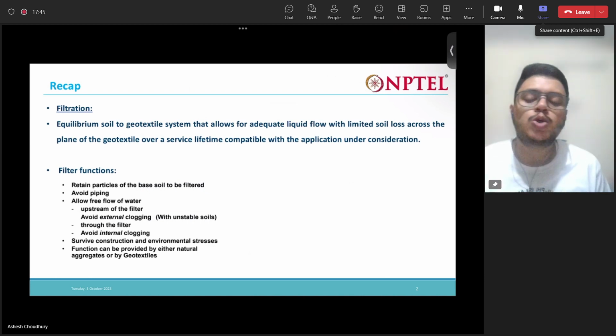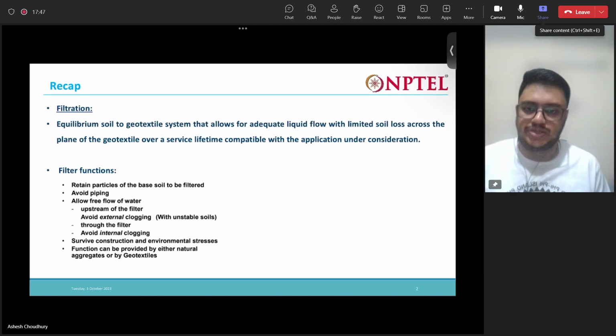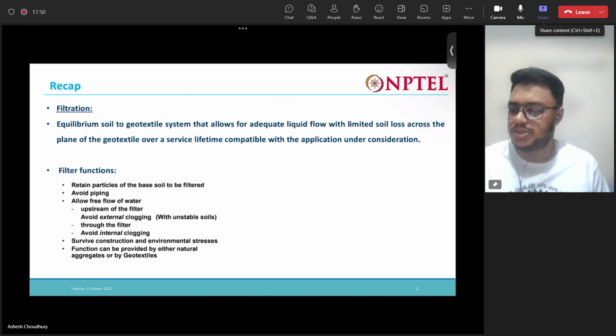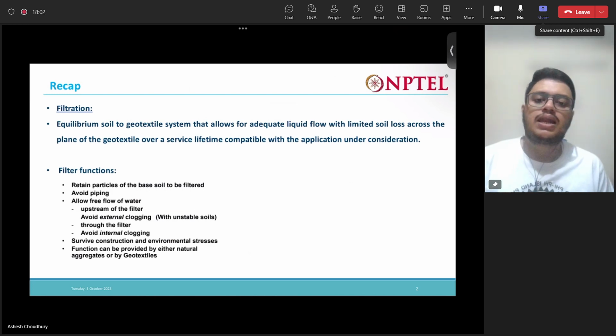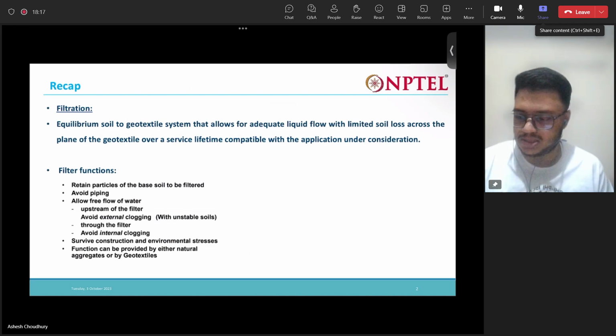Okay. So what is filtration? Filtration is nothing but you are preventing something from passing through, and you are allowing some other thing to pass. So filtration is what? You are providing a barrier to something, but you are providing passage to some other thing. That is what filtration is, right?